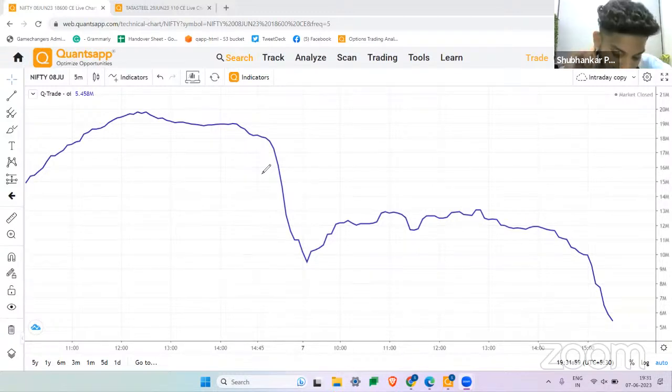So don't we get any notification for this? No, as of now, no, Deepakji, you won't get any notification for this. You need to manually scan it. How, I'll tell you. Okay, so this is the trade, and this is about Nifty.